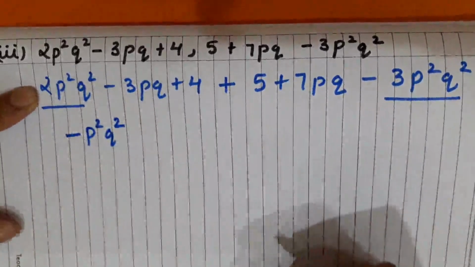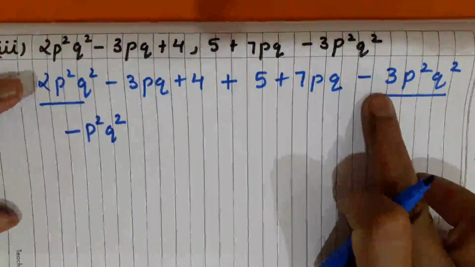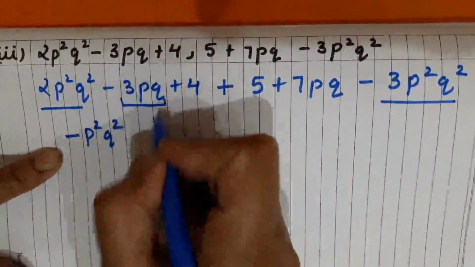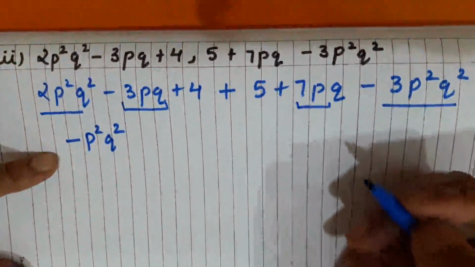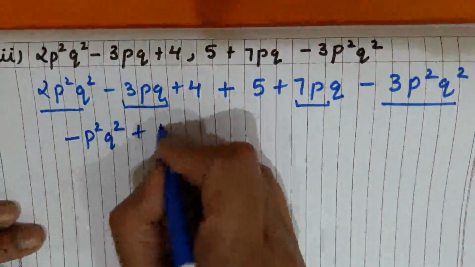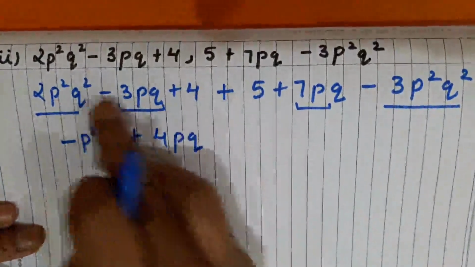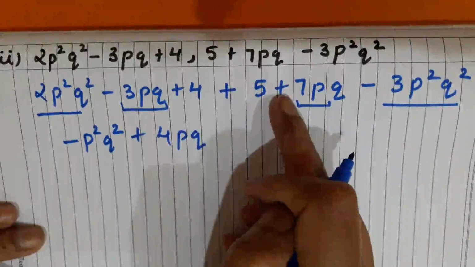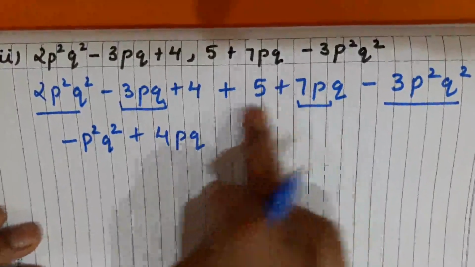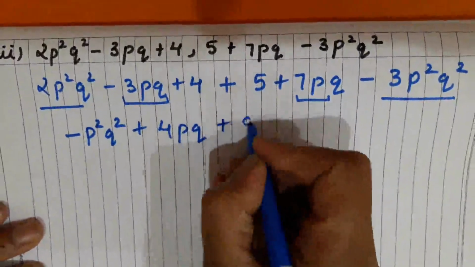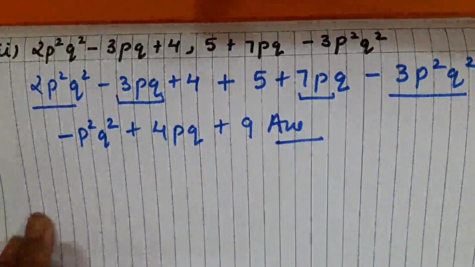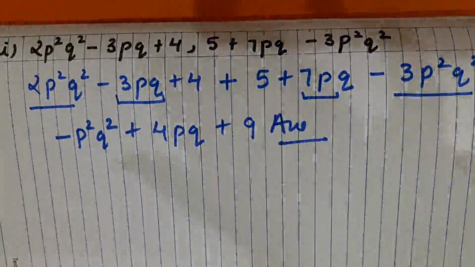We always take the greater number's sign. So 3 is greater than 2, so we are taking 3's sign, the minus sign. Now this and this are like terms. Let's take together. Minus 3pq plus 7pq, it gives you 4pq, because minus plus is always minus, but we will take the greater number's sign. So 7 is the greater number, so we are going to take this sign. 4 plus 5 will be your 9. So this will be your answer. In this way you can easily add. Okay, let's move to the next part.